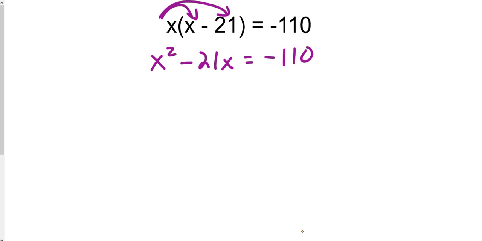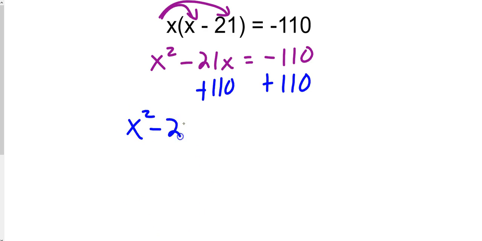And now it's like the last problem. Get everybody over onto the left side. Once you got rid of that parenthesis, it's almost over. So we're going to add 110 to the left side. And what you end up with is x squared minus 21x plus 110 equal to 0. And now you're ready to go. Again, cool thing is, your a is 1, so you can do the cheating method on this.